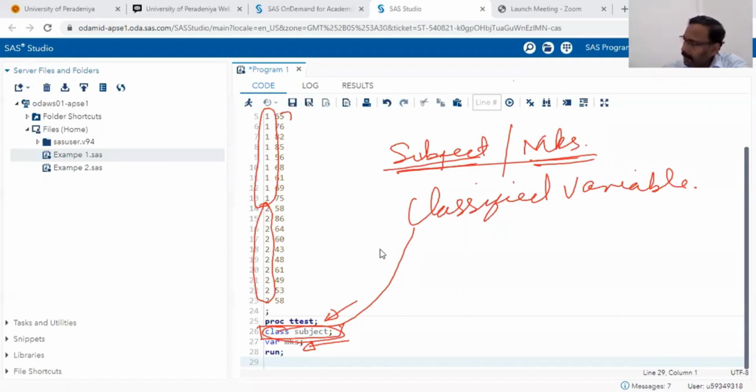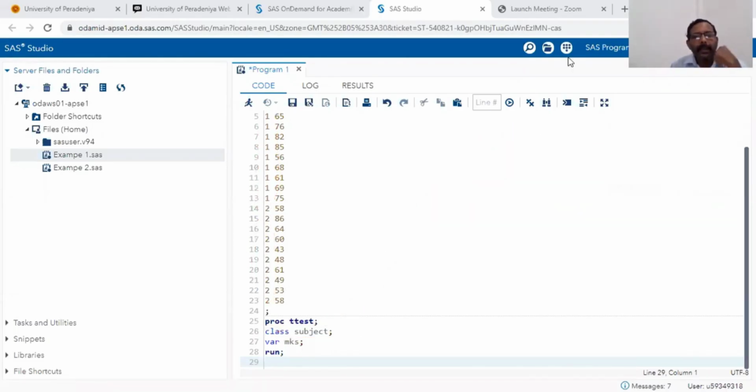Right. Any questions? Any questions on programming of two sample pooled t-test? Any questions? If not, we can continue. Is it fine? Yes, sir.